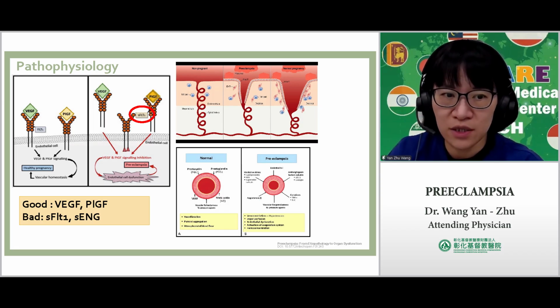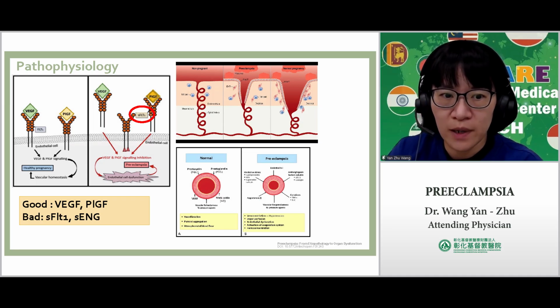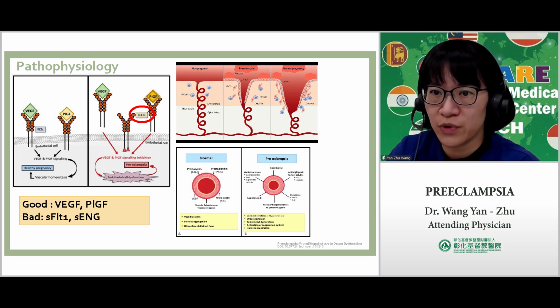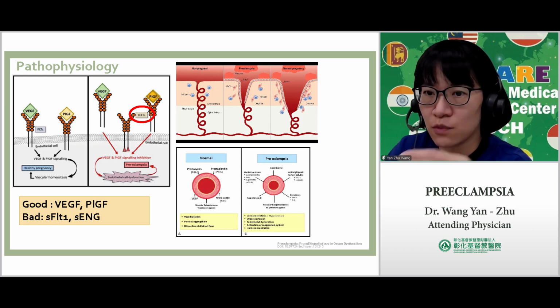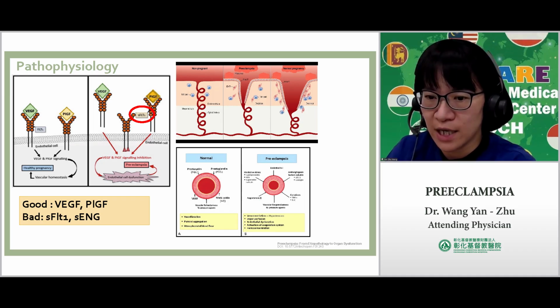These are the good cytokines. They can help the villi grow. They can help the spiral arteries grow better. But if we have harmful biomarkers like sFlt-1 and sEng, they can cause endothelial dysfunction. So as preeclampsia grows, the vessels become narrower. This is the normal diameter, and the preeclampsia diameter is very narrow.